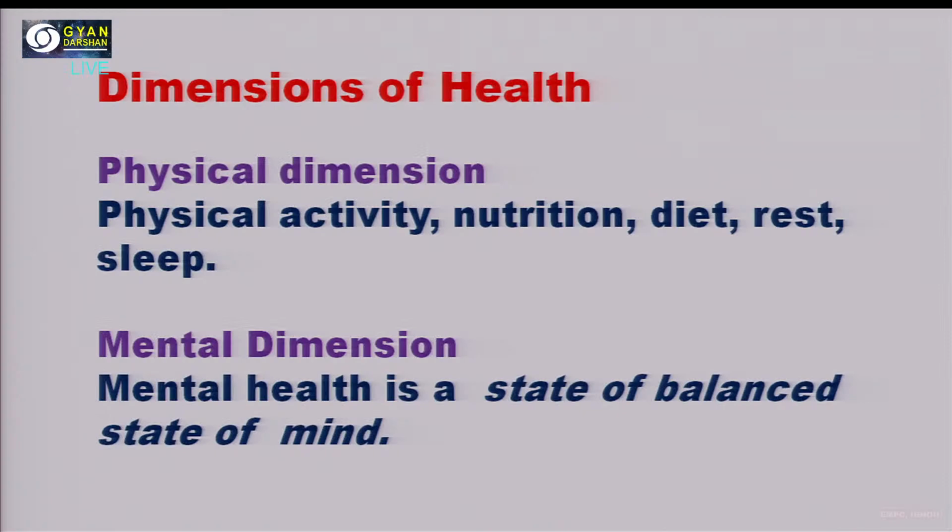Then the mental dimension. A person may be physically fit, may be having all sorts of nutrition, may be having good rest and taking 8 hours of sleep daily, but in spite of that we may say that the mental dimension is not okay. Now the mental dimension is a balanced state of mind, and for that different elements are required. Meditation, yoga, emotional control, these are some of the factors which affect the mental well-being of individuals.